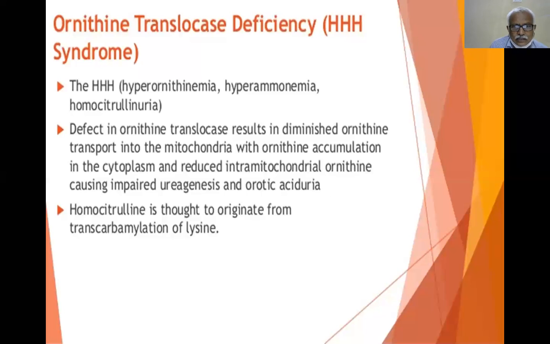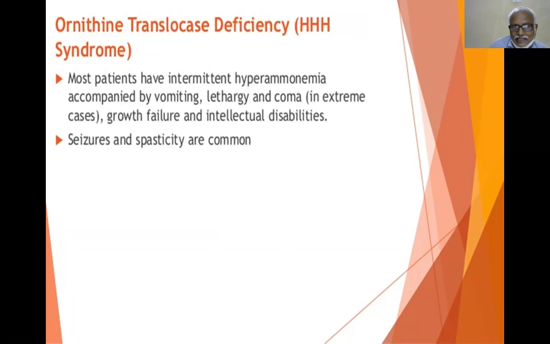Defect in ornithine translocase results in diminished ornithine transport into the mitochondria with ornithine accumulation in the cytoplasm and reduced intramitochondrial ornithine, causing impaired ureagenesis and orotic aciduria. Homocitrulline is thought to originate from transcarbamylation of lysine. That's the origin for it.